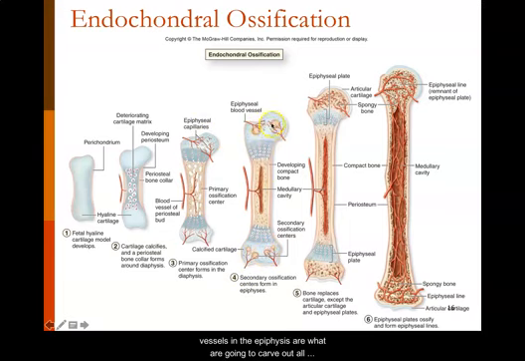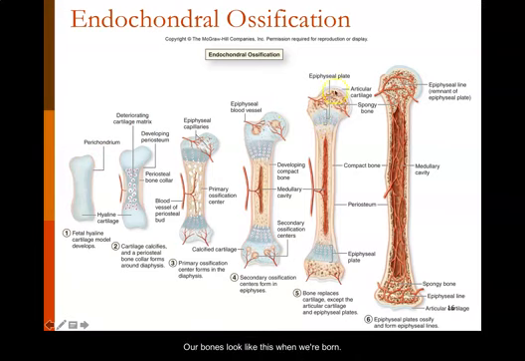And again, the blood vessels in the epiphysis are what are going to carve out all of the cavities of spongy bone in the proximal epiphysis and in the distal epiphysis. So we've got 3 ossification centers in our long bones, 1 primary ossification center and 2 secondary ossification centers. Between the epiphysis and the diaphysis is still some leftover hyaline cartilage. This is the same cartilage that was originally there in the hyaline cartilage precursor.